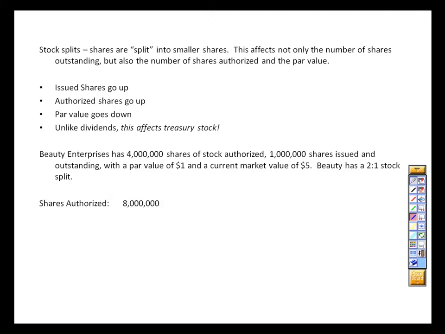Well, with 8 million shares authorized, 2 million shares issued, par value of 50 cents, and a market value of, well, you'd think it would be about $2.50, right? It would make sense that it would be a linear relationship. Since we had a company worth 5 million before the split, we would expect the company to still be worth 5 million after the split. And since we've got 2 million shares, that would be $2.50 a share. Interestingly, it's not. It might be $2.55 a share, or $2.60 a share, something more than the $2.50 that we would expect.